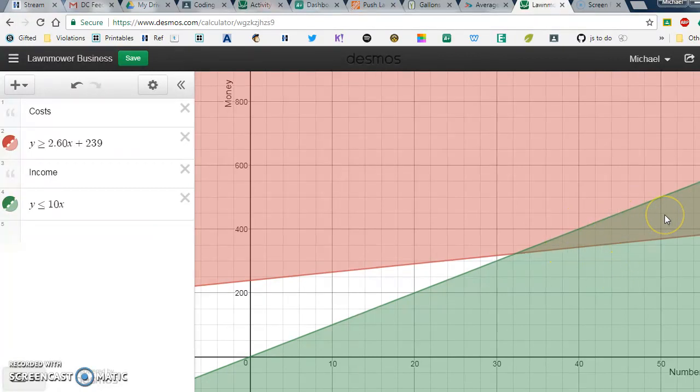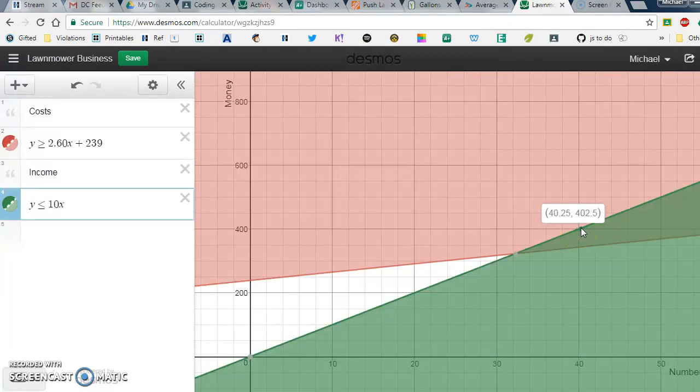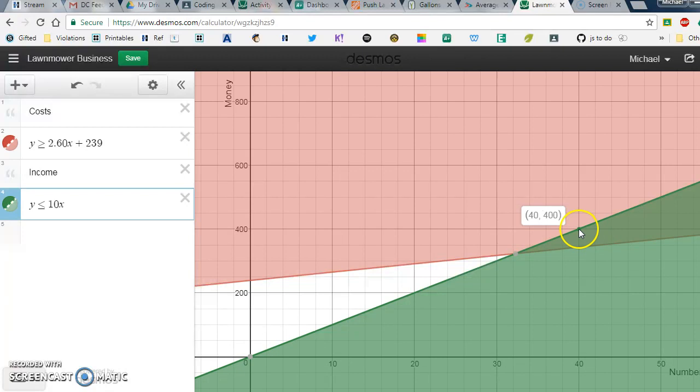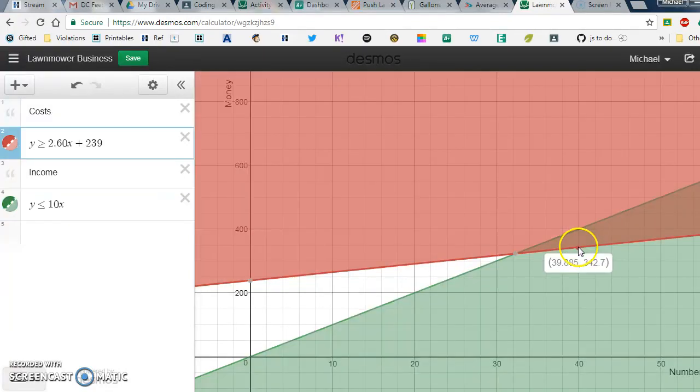So again, here is how you calculate profit. Let's say at 40 acres, I need to look at how much it's costing me and how much I make, and just subtract. In other words, it's the difference between these 2 points. If I look right here at 40 acres, it would cost me somewhere around $343, but I would make 400. So 400 minus 343, that's $77, or excuse me, that's $57 that I would make for mowing 40 acres.